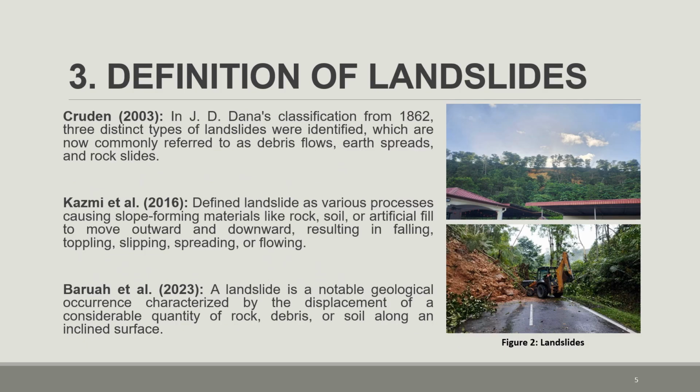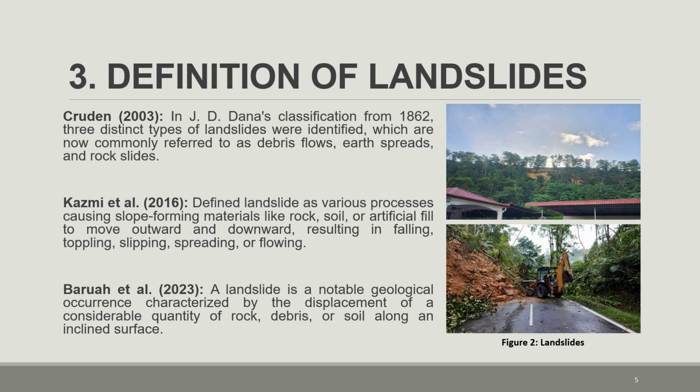Here are the definitions of landslides. Cruden, 2003: in J. Dana's classification, 1862, three distinct types of landslides were identified, which are now commonly referred to as debris flow, earth spreads, and rock slides, while Kazmi, 2016, defined landslide as various processes causing slope-forming materials like rock, soil, or artificial fill to move outward and downward, resulting in falling, toppling, slipping, spreading, or flowing.